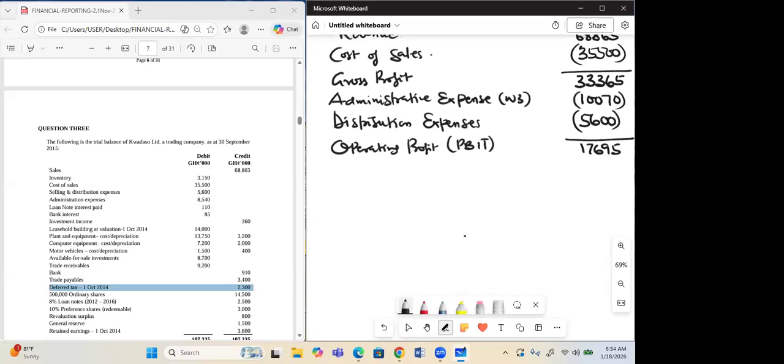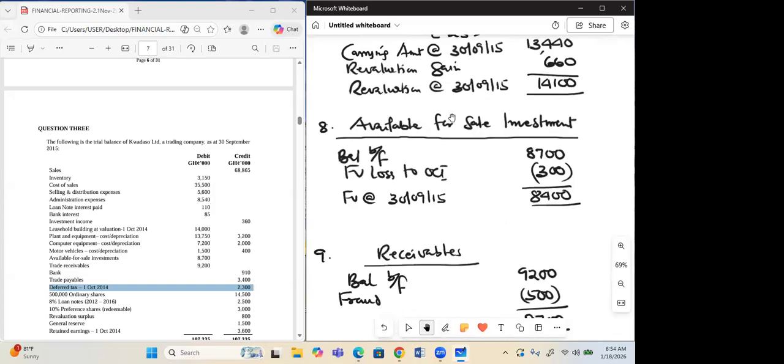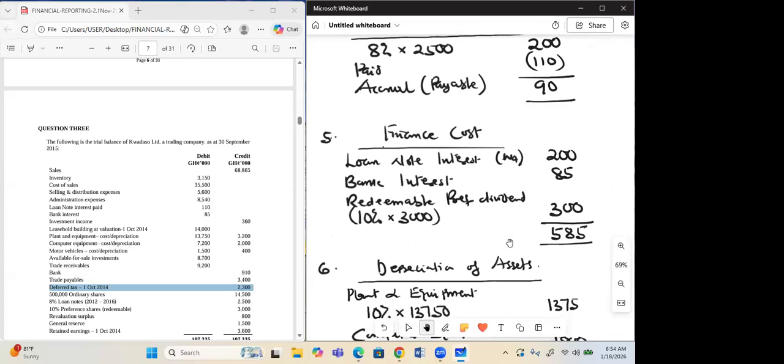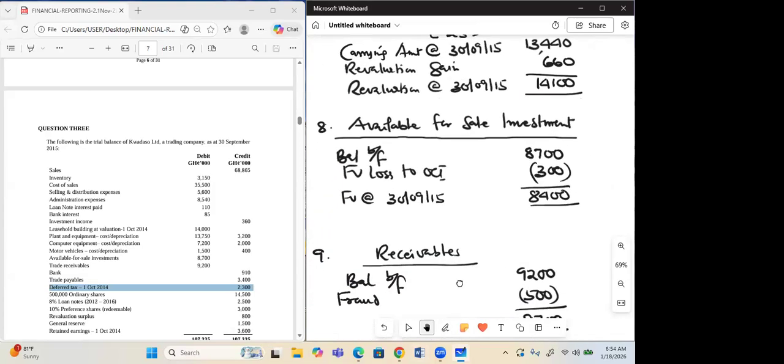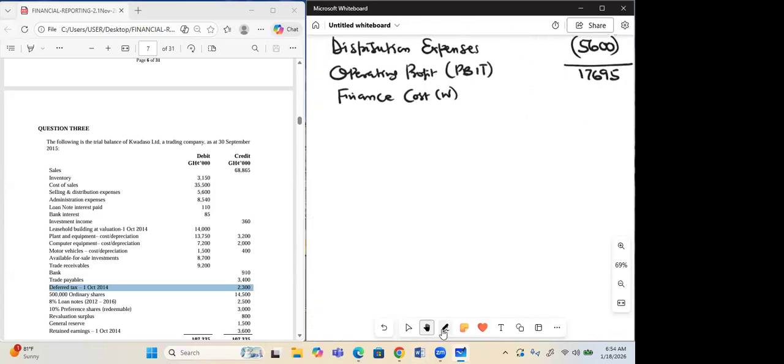Yes, please. Now, finance cost. I think we worked finance cost. Finance cost was working on what? Working number 5. Let me check. Working number 5, 585. Can you see? Yes, 585. So let's go. Finance cost, working number 5, 585.